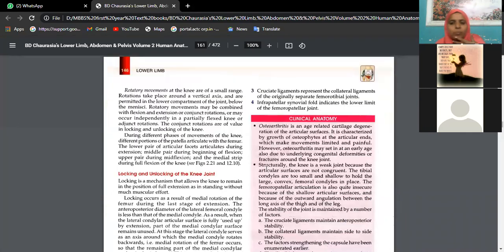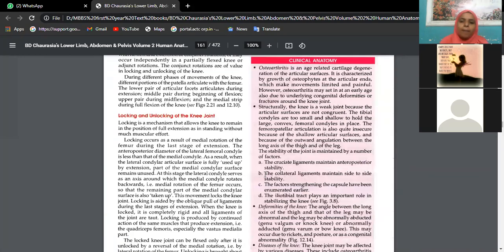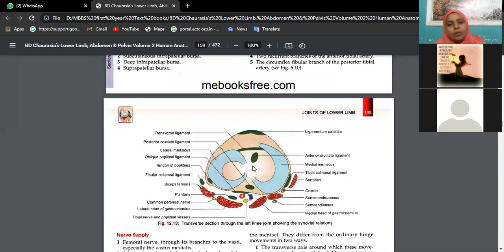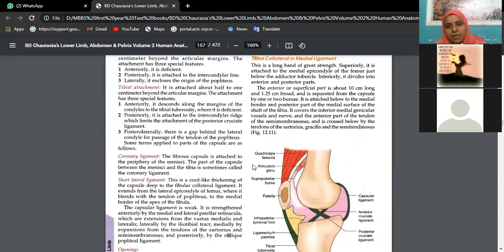Once you know the movements, you should also talk about the applied aspects. So what are the applied aspects we have? The most common problem as we grow older is osteoarthritis. That is nothing but the degeneration of the cartilage, which is seen attached to the lower end of the femur. What type of cartilage do we have?